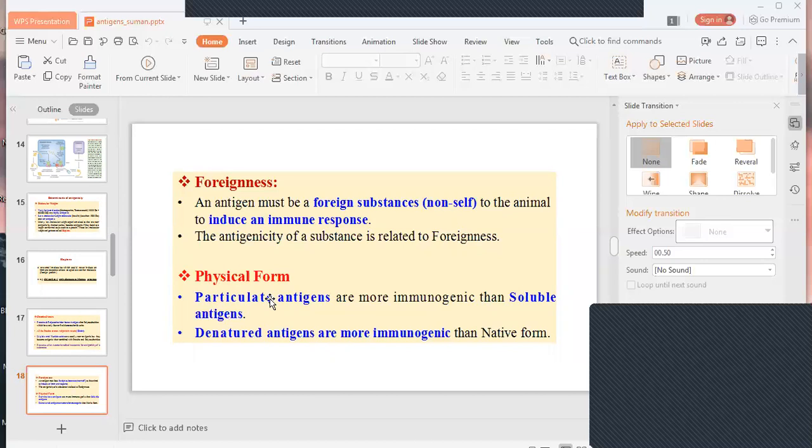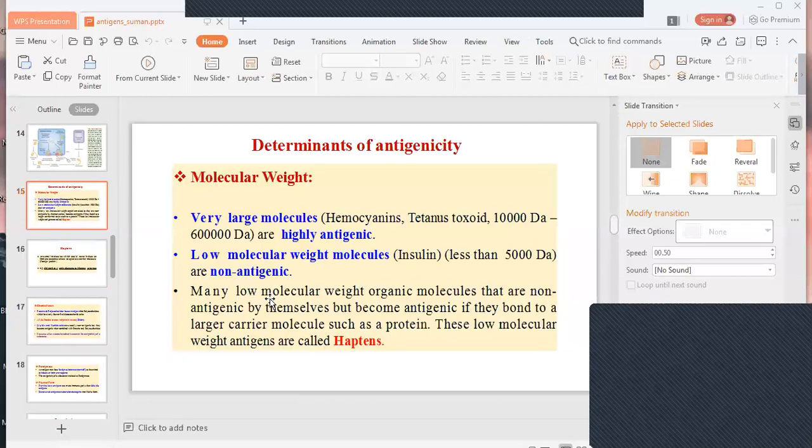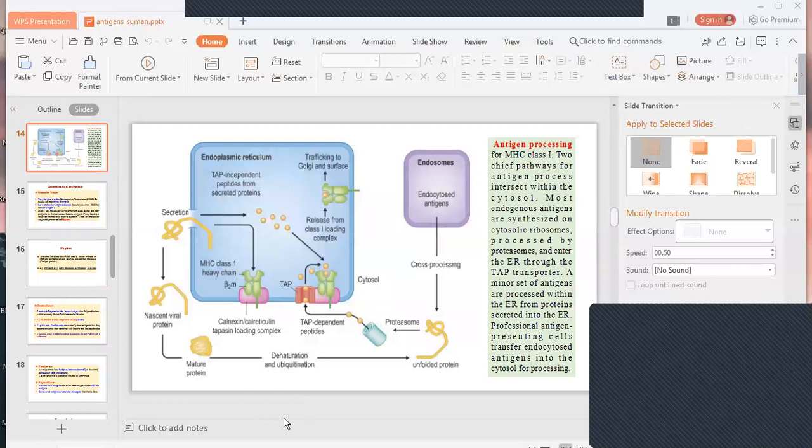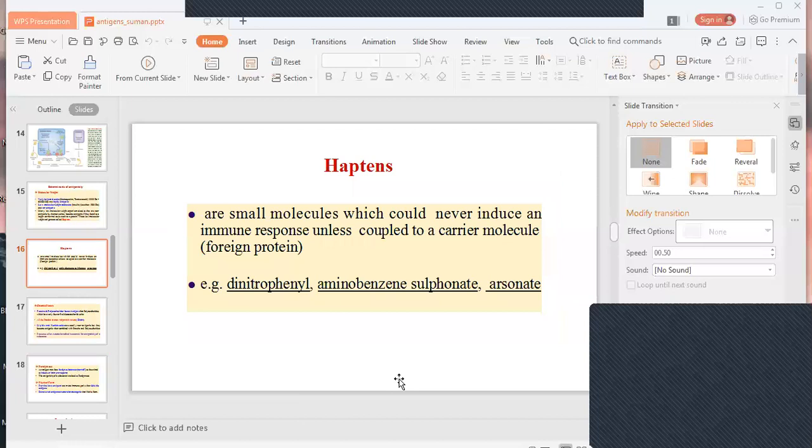Next one is physical form. Again, experimental studies have shown that particulate antigens, meaning those that are not soluble in water, are more immunogenic than soluble antigens. Likewise, the denatured antigens are more immunogenic than their native form. Here in this figure, you can see that the denatured ones are more antigenic than their native form.